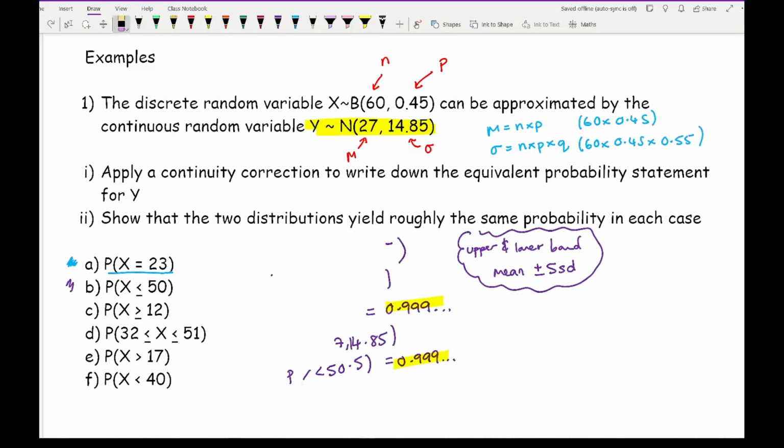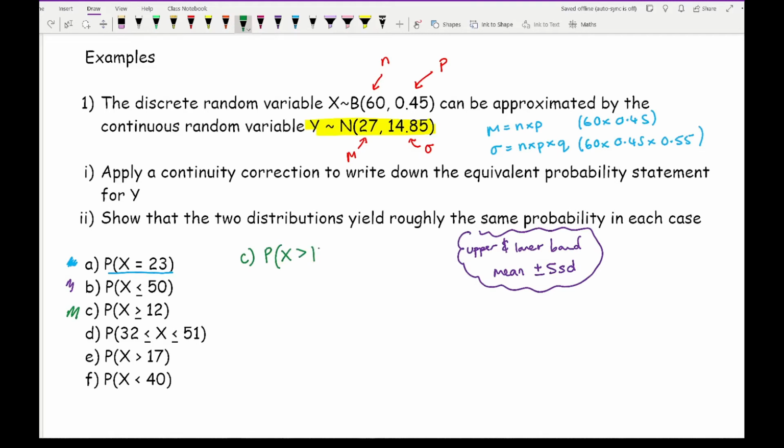So moving on to part C, and let's go to green. For C, again, we're looking for values that are greater or equal to 12. So the probability that I want is where x is greater than 11.5. So that's going to be my continuity correction.